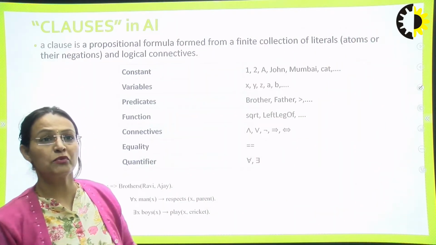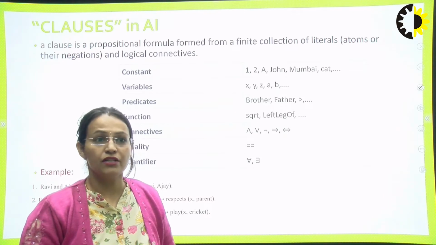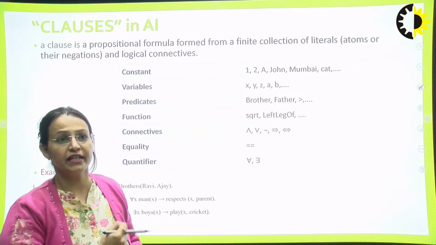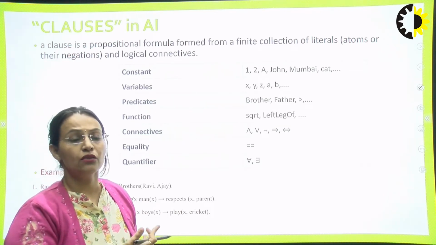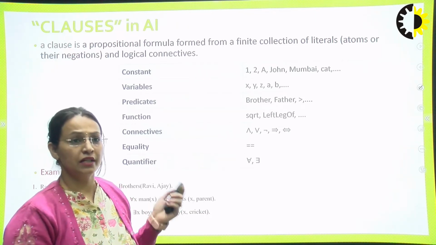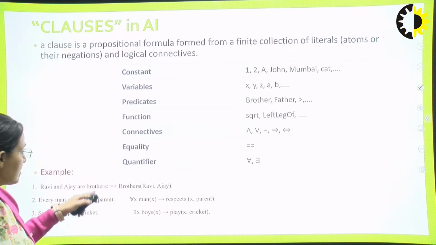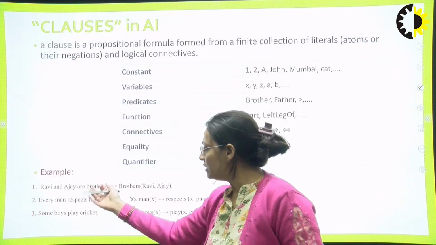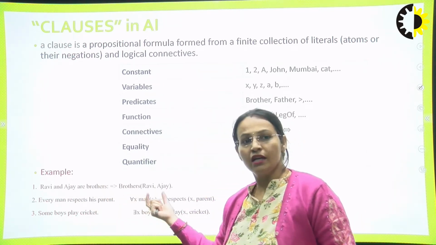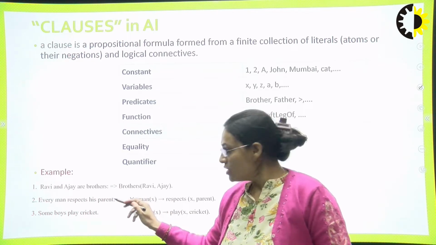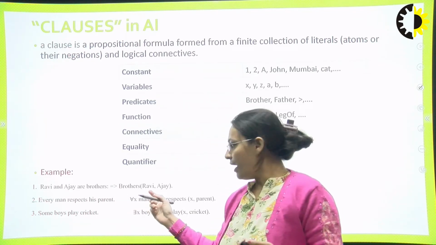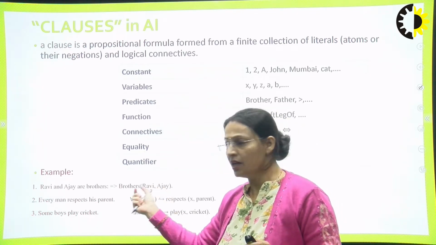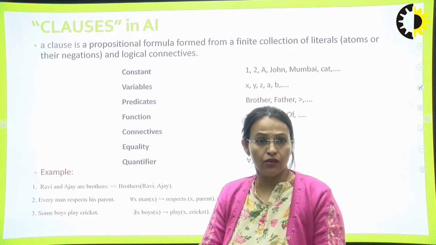A clause is basically a propositional formula that is formed from some finite collection of literals. Those literals could be any of these: a constant, variable, predicates and functions, connectives, equalities or quantifiers that you must have studied before. Let's have some examples. Suppose I'm saying that Ravi and Ajay are brothers. This is represented as brothers, with Ravi and Ajay as the parameters. Here brothers is taken as a predicate, and Ravi and Ajay as parameters, which says that Ravi and Ajay both are brothers by relationship.